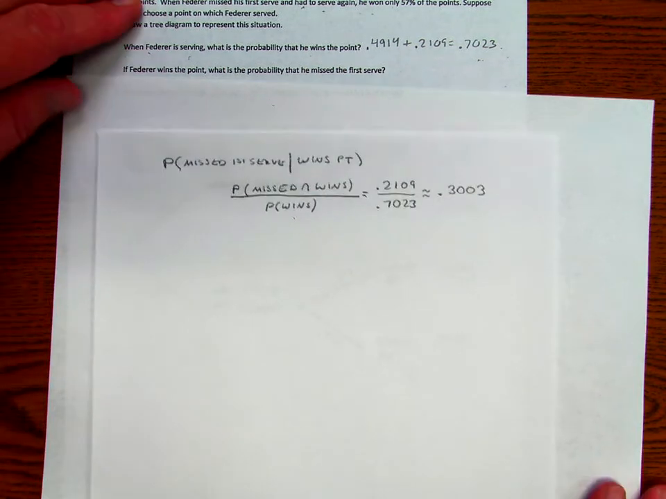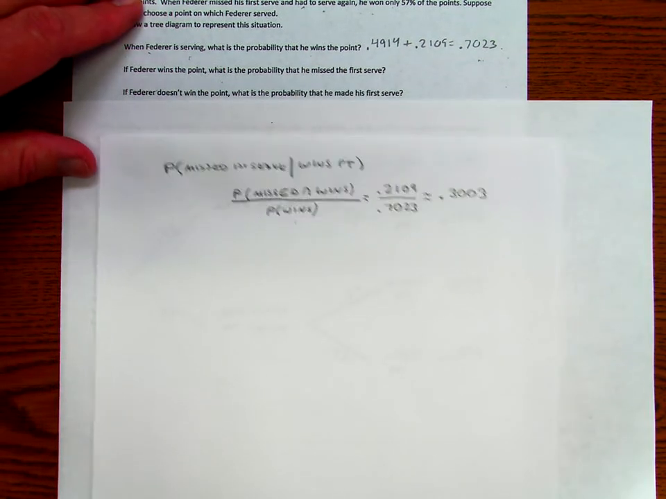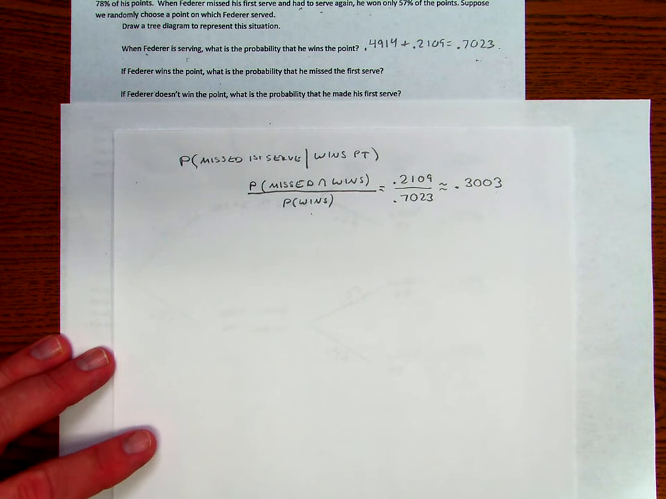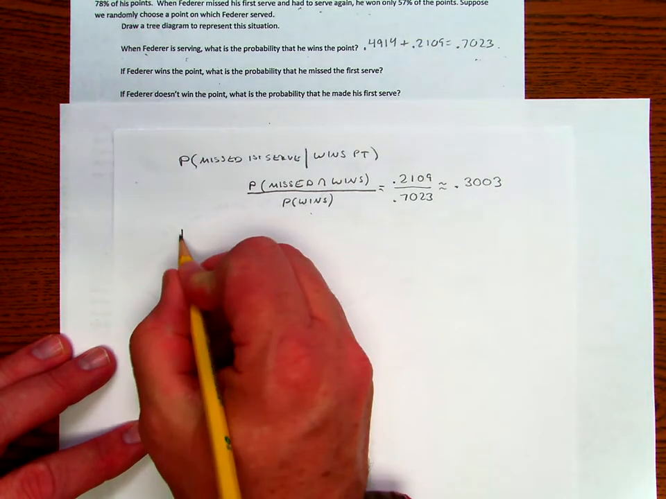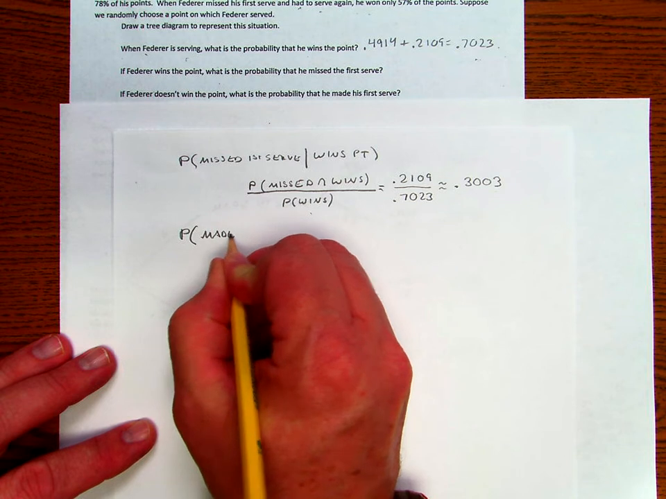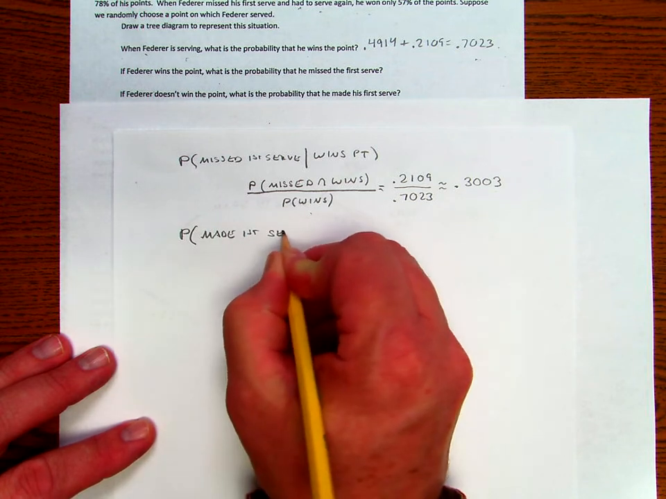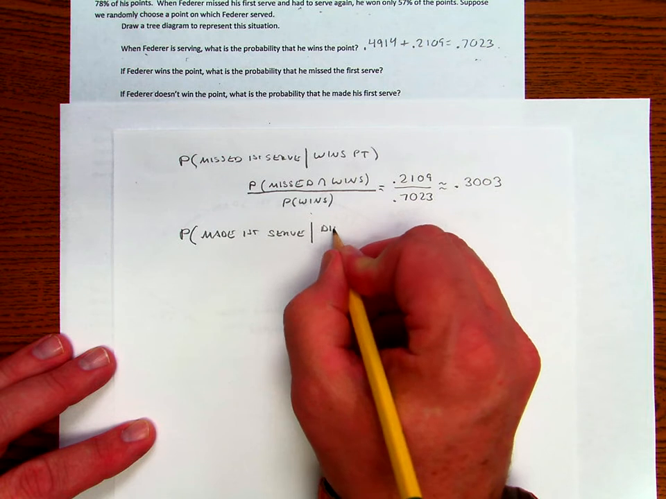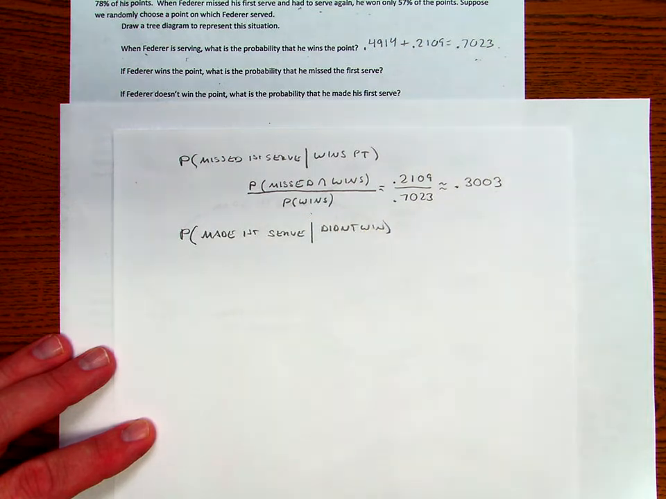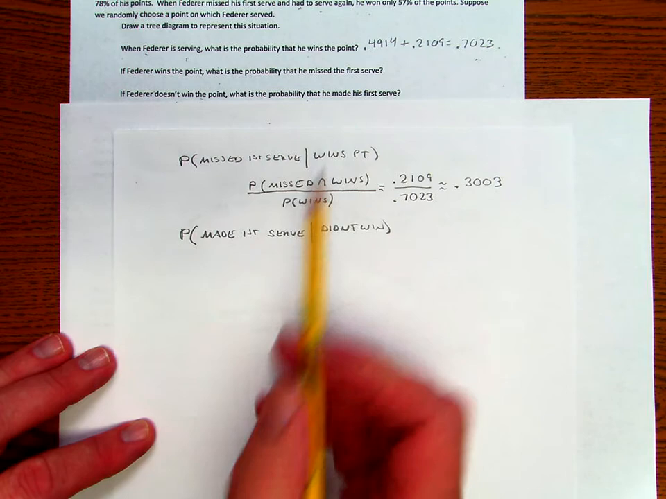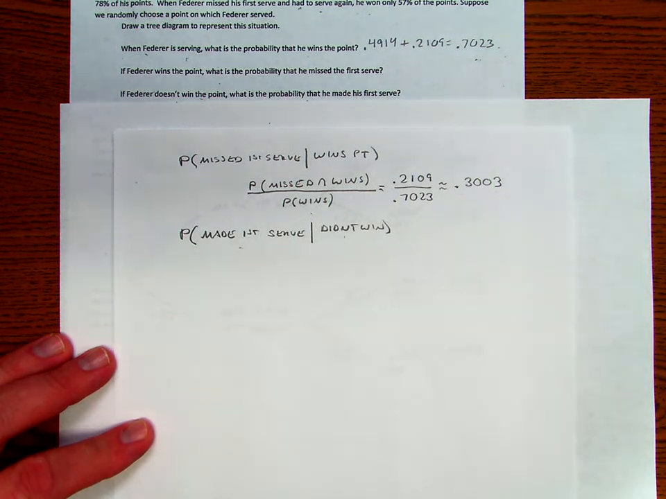All right, last one for this. If Federer doesn't win the point, what is the probability that he made his first serve? So probability that he made first serve given he didn't win the point. So that takes that question, which is kind of written in everyday language, translates that into the format that matches the way we learn the formula.